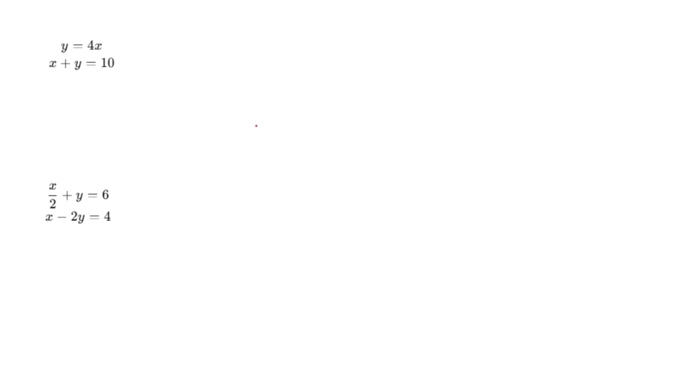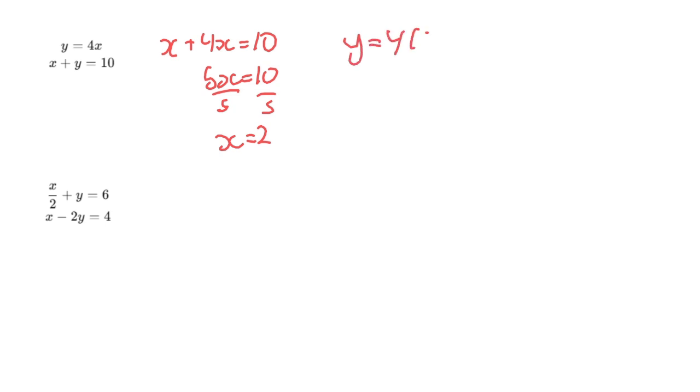Okay, if you've tried them, I'll explain how to do them. So in this one, you substitute the y with 4x. So go x plus 4x equals 10, and simplify that to 5x equals 10. Then we can divide both sides by 5 to get x equals 2. Then we can put that into this equation to get y equals 4 times 2, or y equals 8. And then we can double check that here. Does 8 plus 2 equal 10? It does, so we know we're correct.